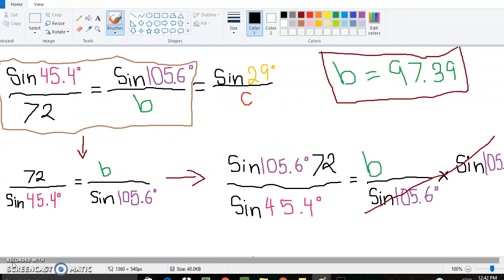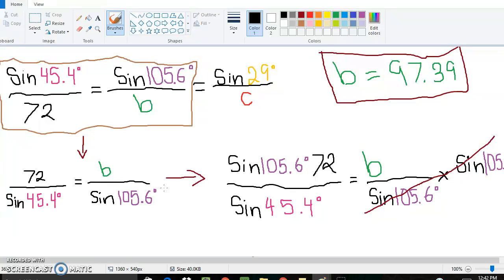So if we wanted to figure out what side B is next, we can first do sine of angle A, which is 45.4 degrees, over 72 equals sine of 105.6 degrees over B. We can set these equal to each other and do them first to find B, and then we can solve for C. So we can flip this equation over to get 72 over sine of 45.4 degrees equals B over sine of 105.6 degrees. Then we multiply.